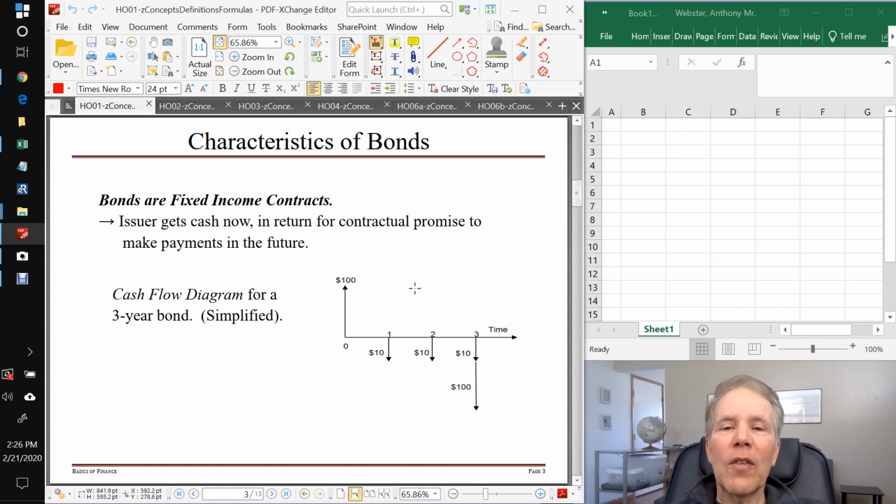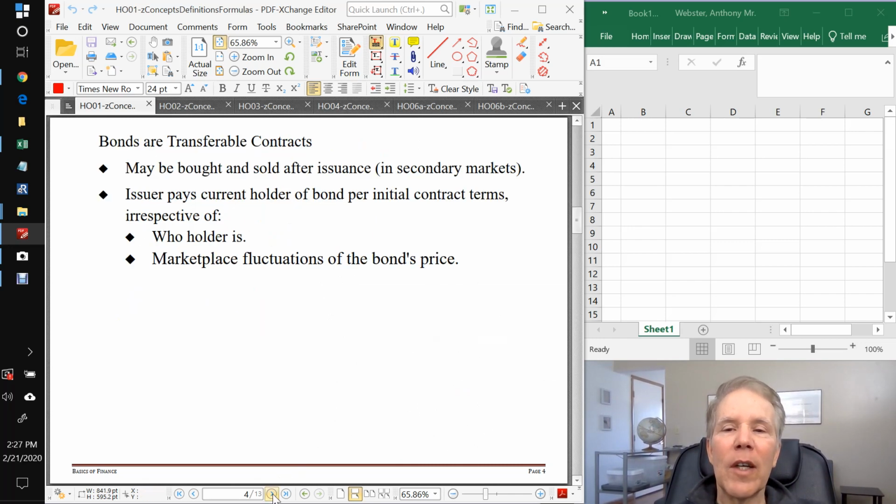So we started in the first class learning about bonds. Bonds are fixed income contracts. So if this were a bond issuer here, they'd get a bunch of money in return for contractually promising to make these payments. These are called interest payments for a certain amount of time. And then typically at the end of the contract, the initial amount of money that was borrowed is also paid back. And when we draw up visually a contract like that, we call this a cash flow diagram.